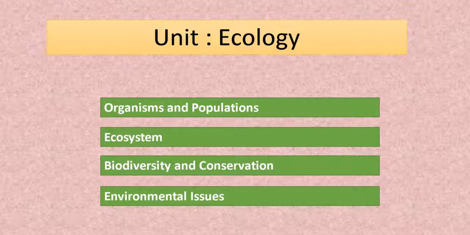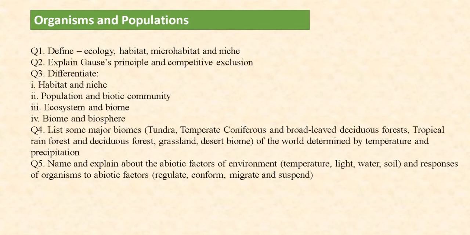So first, organisms and populations. Now in this organisms and populations chapter, we need to read about the definition of ecology, habitat, microhabitat and niche. Then the explanation about Gause's principle and competitive exclusion. Then we need to read the differences between habitat and niche, population and biotic community, ecosystem and biome, and differentiate between biome and biosphere.